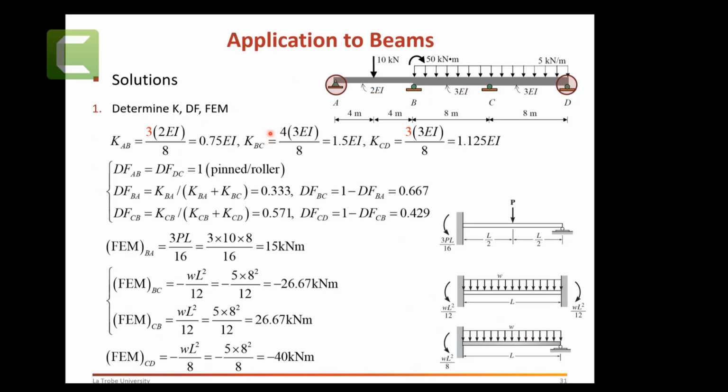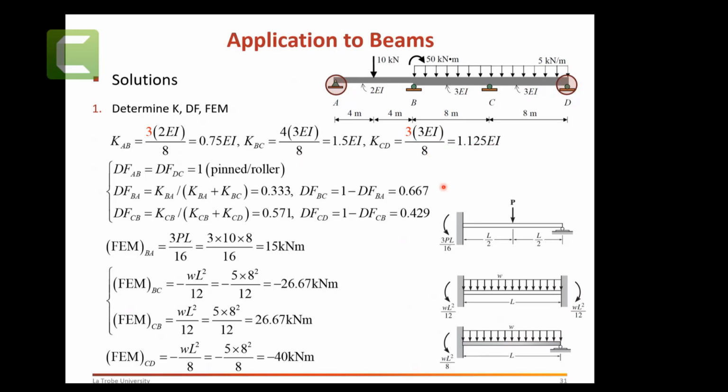Stiffness of BC is 4 EI over L, because all internal supports are fixed. So 4 EI over L, but EI changed to 3 EI. So that is 3 EI over length 8 meters. CD, your far end is roller, so 3 EI over L. So 3 times 3 EI over L.